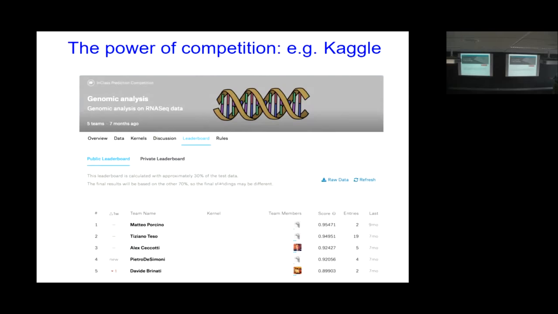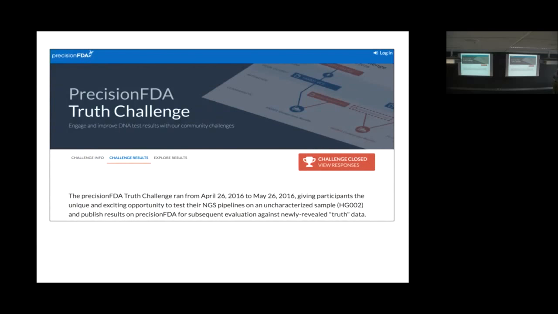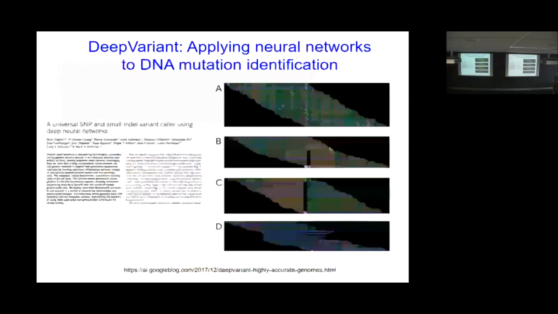Another competition that we've observed and downloaded the data from, but kind of lurked and not really taken part due to probably lack of confidence, to be honest, is the Precision FDA challenge. And this is a fantastic challenge where there is a tumour, an uncharacterised tumour sample, and groups compete to use machine learning algorithms to best classify the tumour. One of the fascinating things that came out of this was an approach called Deep Variant from Google Brain was used, and it actually won the competition, I think, in 2016.